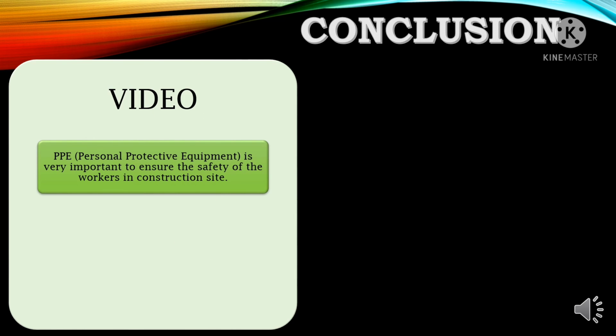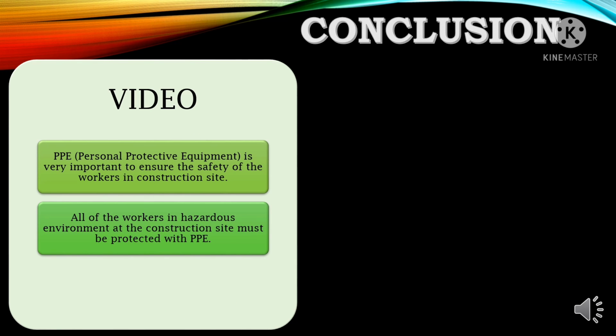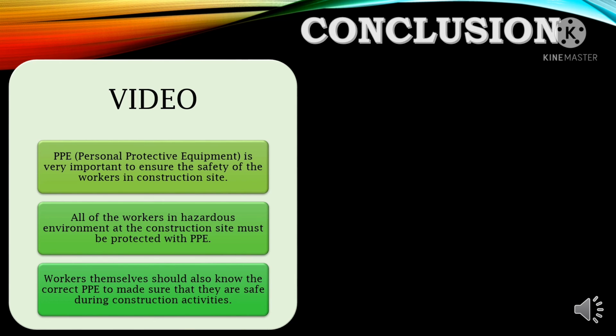The last part is the conclusion of this video and also this individual project. So the conclusion of this video is PPE, personal protective equipment, is very important to ensure the safety of the workers on a construction site. Secondly, all of the workers in hazardous environments at the construction site must be protected with PPE. And the third one, workers themselves should also know the correct PPE to make sure that they are safe during construction activities.